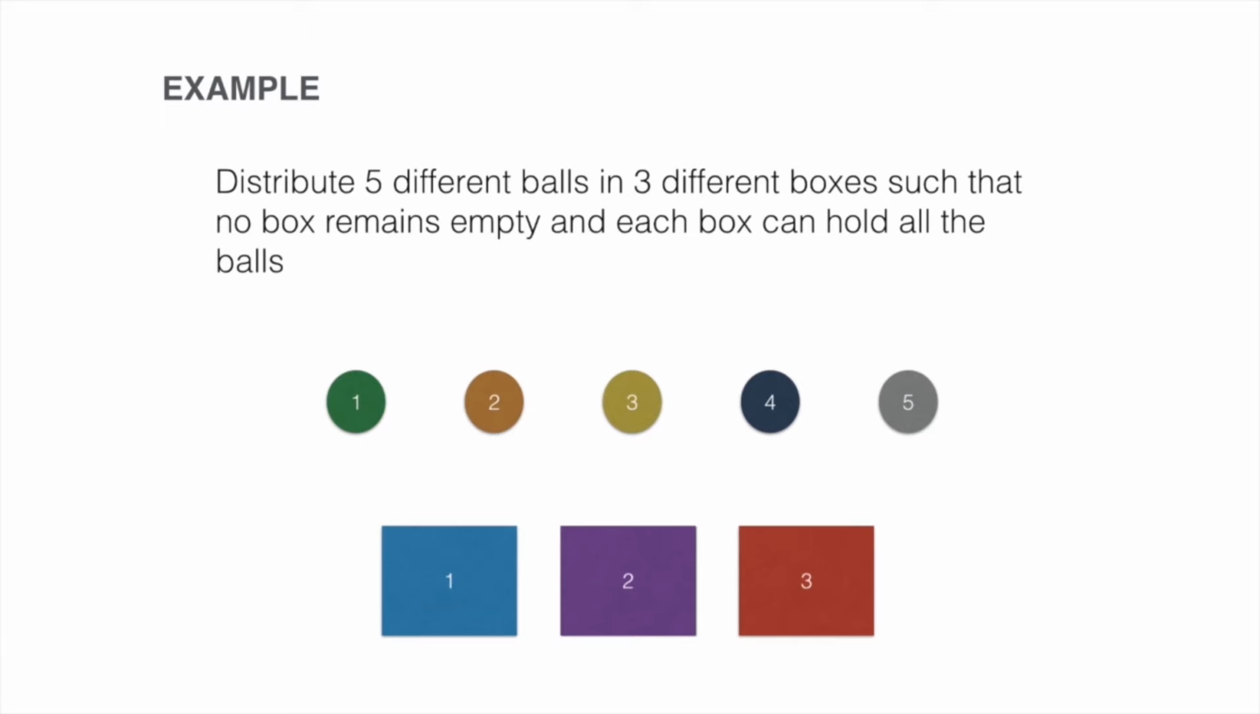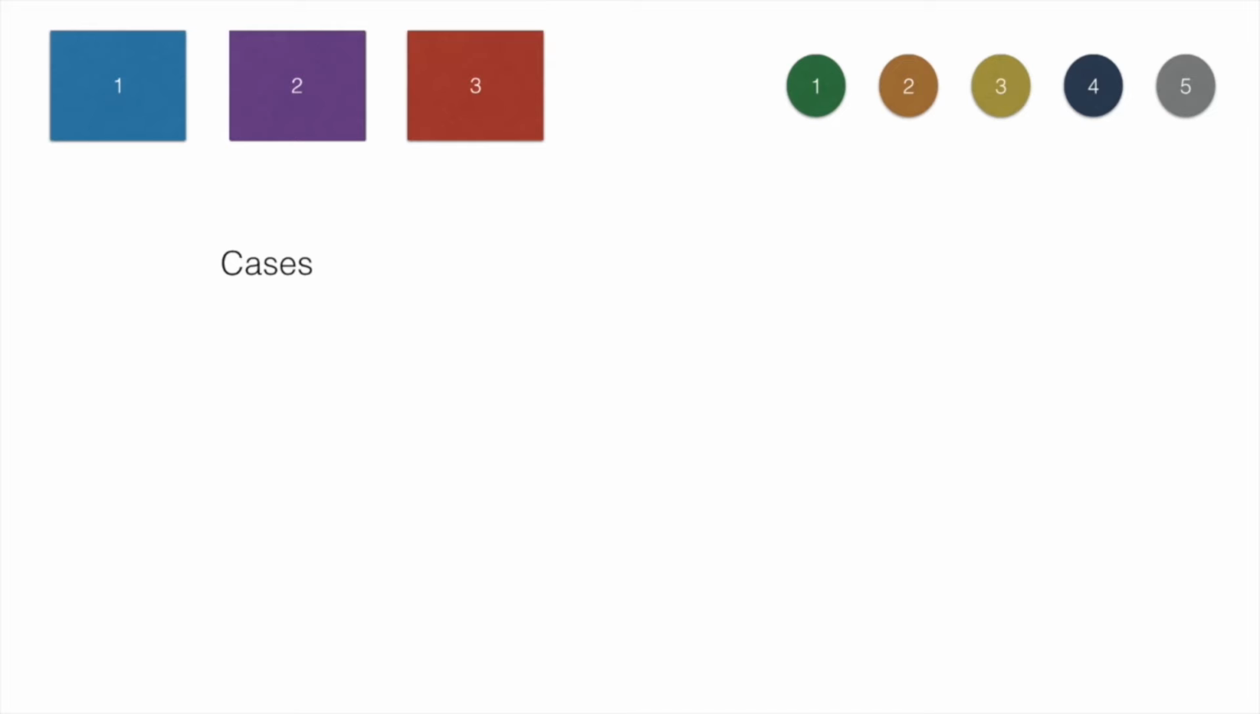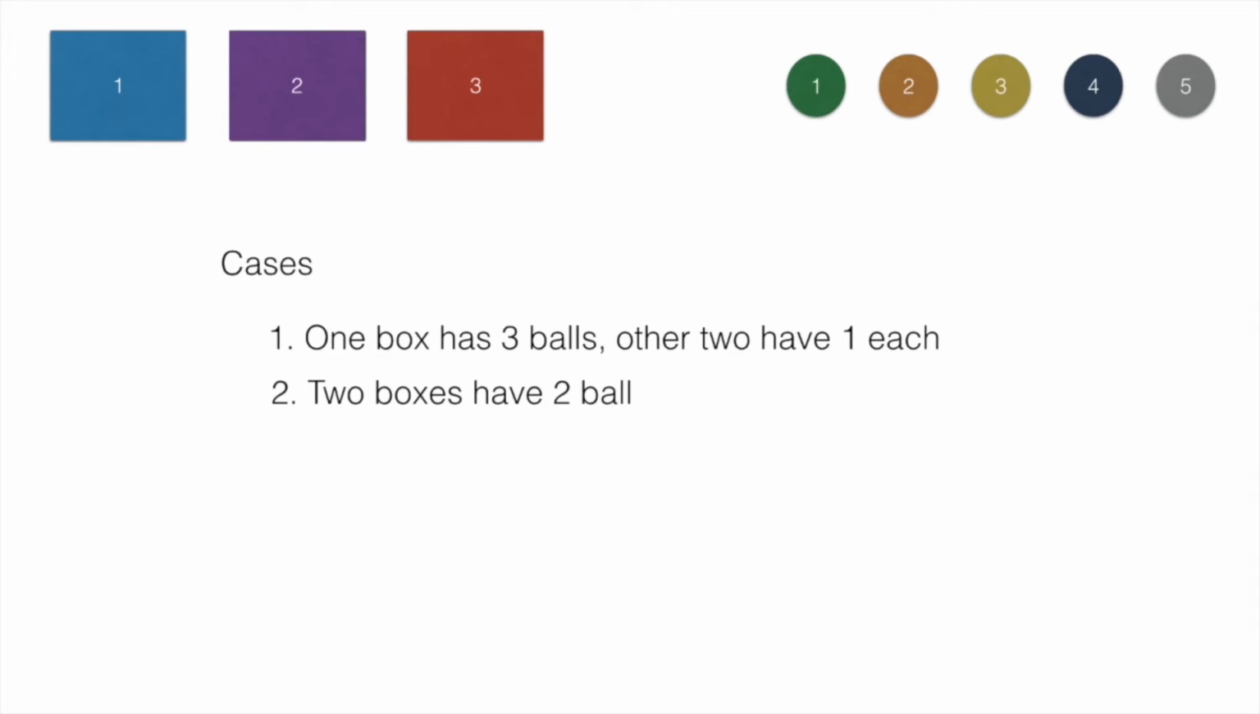Again, the solution to this problem is not trivial. We need to make cases as the number of balls each box can hold is variable. One case would be that a box holds 3 balls while the other 2 hold 1 ball each. Another case would be 2 boxes have 2 balls each and 1 box has 1 ball. Please see for yourself that there is no other case possible.